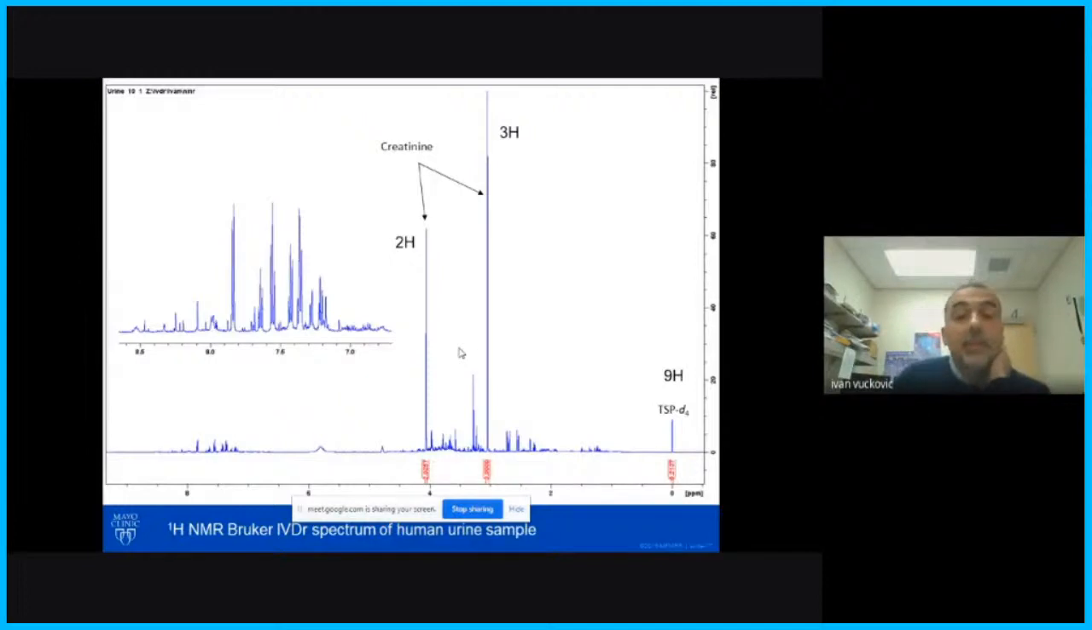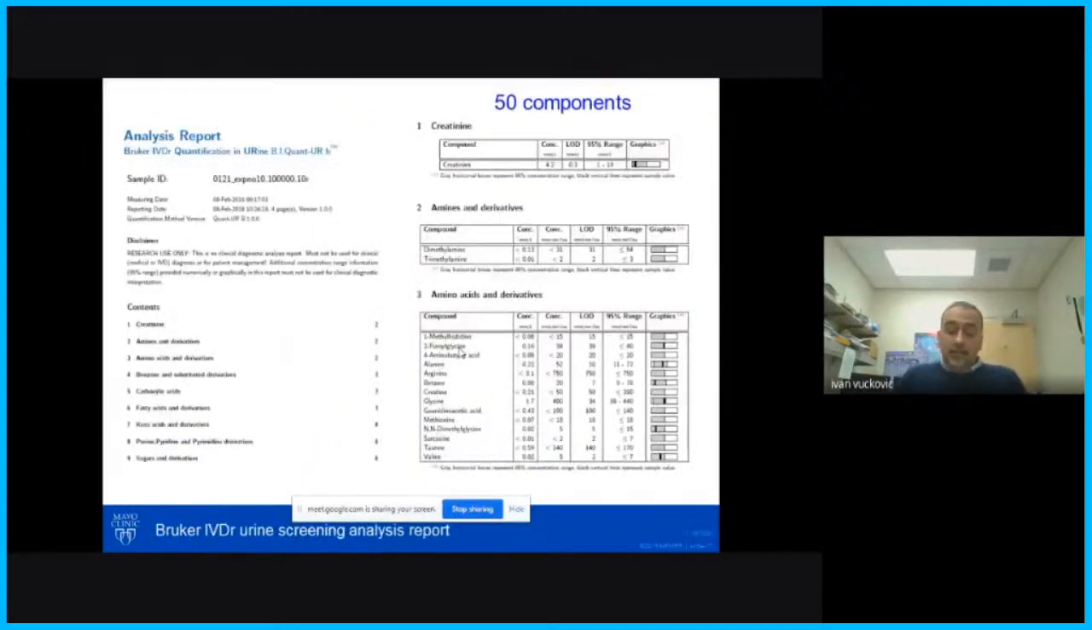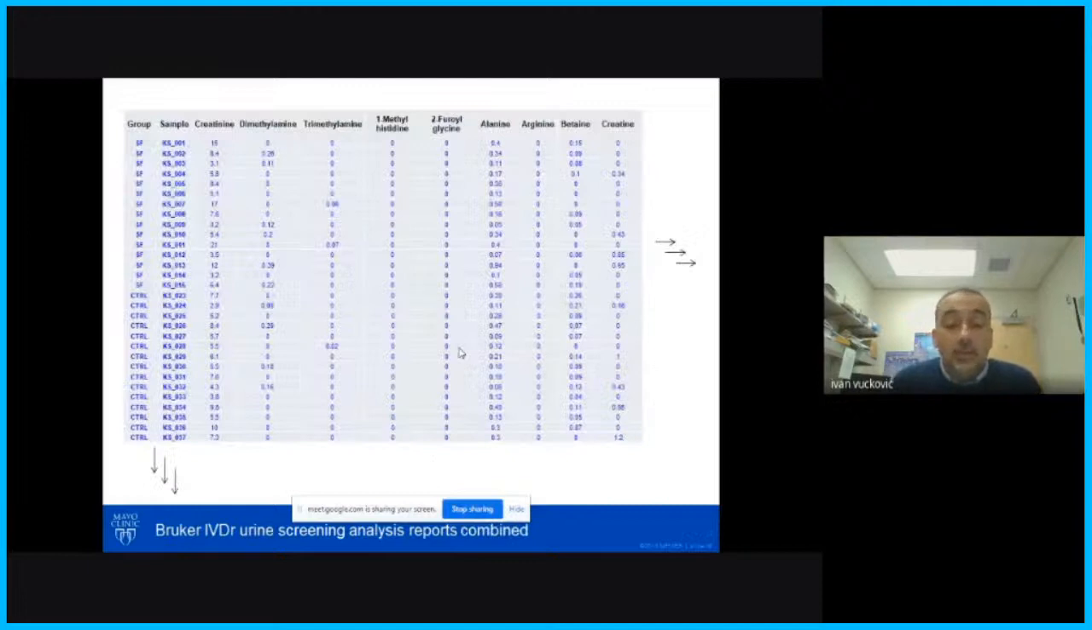So Bruker developed its own protocol, and it can measure up to 50 components in a single sample at once. And it also can give you reference ranges for normal ranges based on the 95% statistical range for all the spectra that they have analyzed so far. This is very convenient, but unfortunately it has limited use in NMR, because when you combine all the reports, you can see that many values are missing.